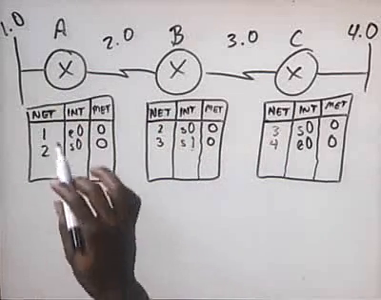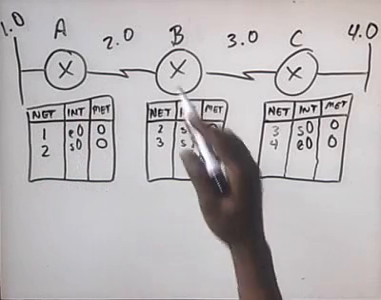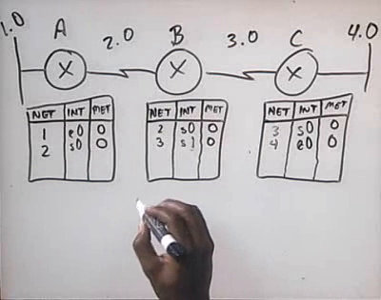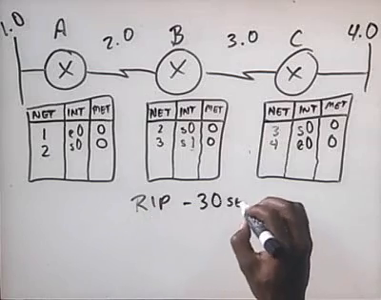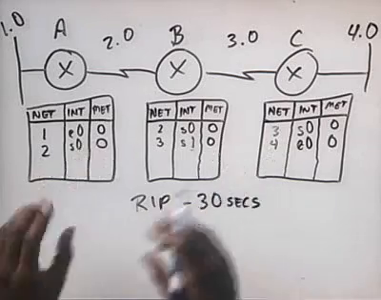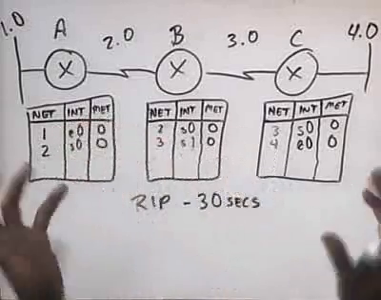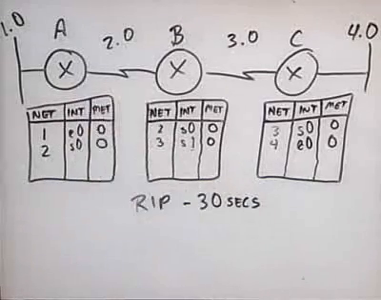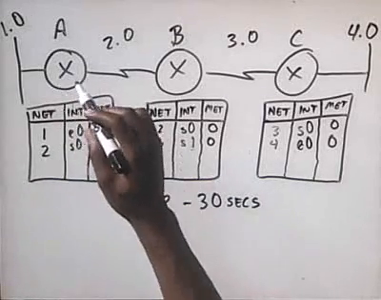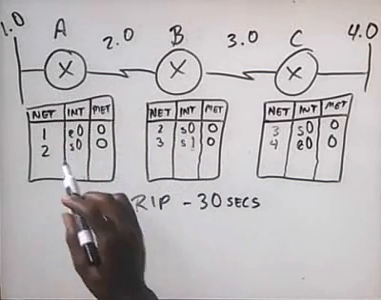In Adam's routing table, Adam already knows about networks 1 and 2 because they're directly connected. However, using a routing protocol, we'll just say we're using RIP, RIP sends updates every 30 seconds. RIP sends a copy of its entire routing table to other routers every 30 seconds. So, after 30 seconds goes by, Adam sends a copy of his routing table to Brenda.